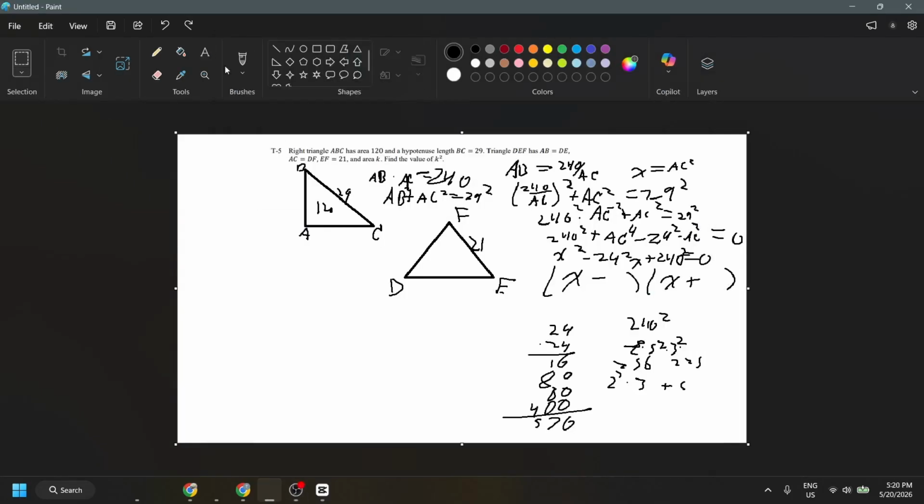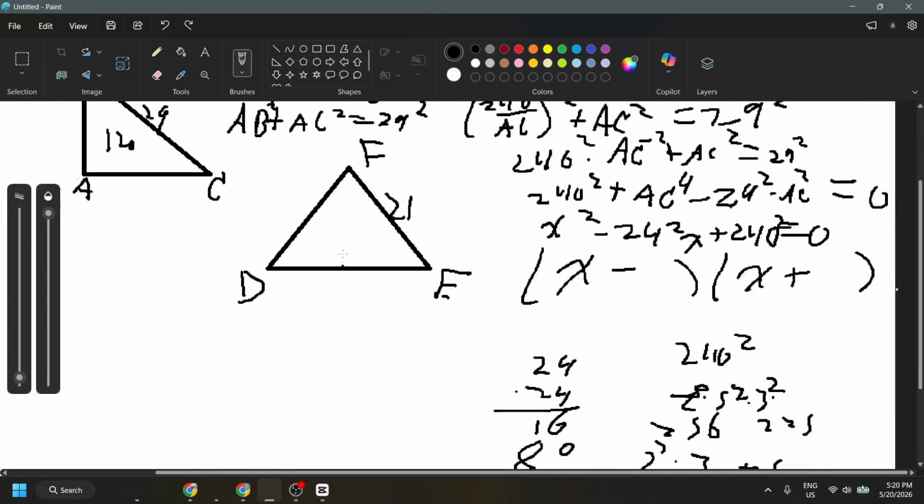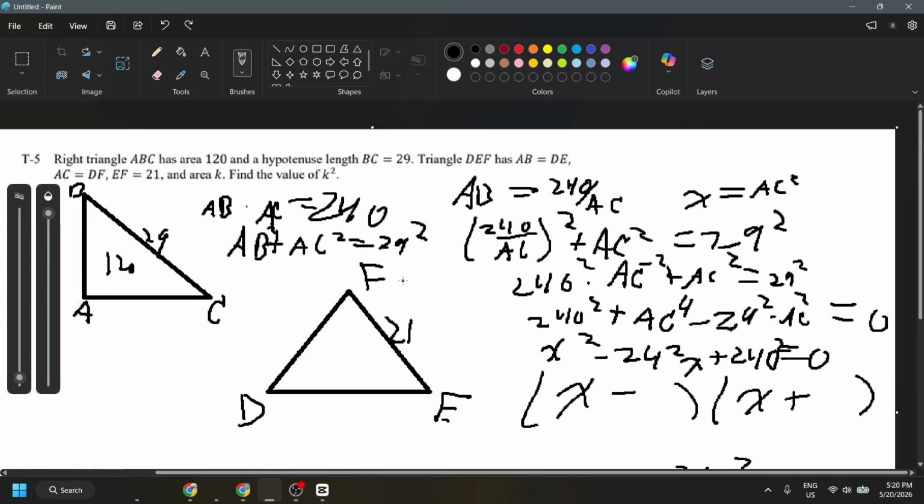Okay, where did I leave off? So I'm trying to find the area of this triangle here. Why is my something not plugged in? Alright, there we go. Trying to find the area of this triangle.